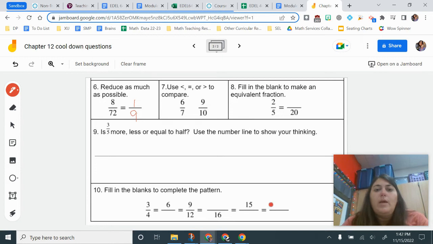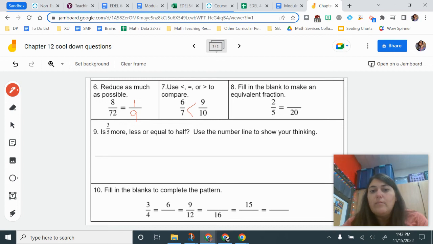Number 7, compare 6/7 and 9/10. So 6/7 is one piece away from a whole, and so is 9/10. But 9/10 is a smaller piece away from the whole. Because tenths are smaller pieces, whereas 6/7 is a little bit larger of a piece it needs to get to the whole. So 9/10 is greater.